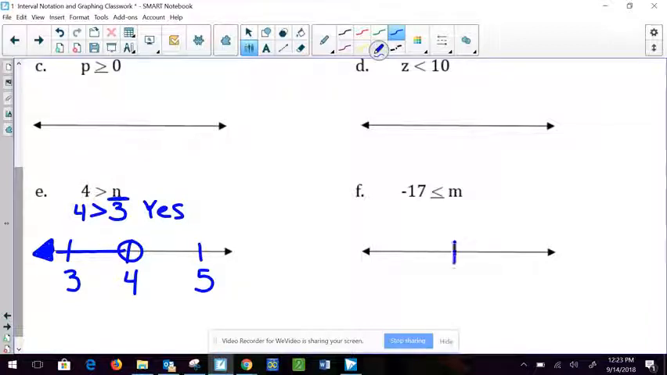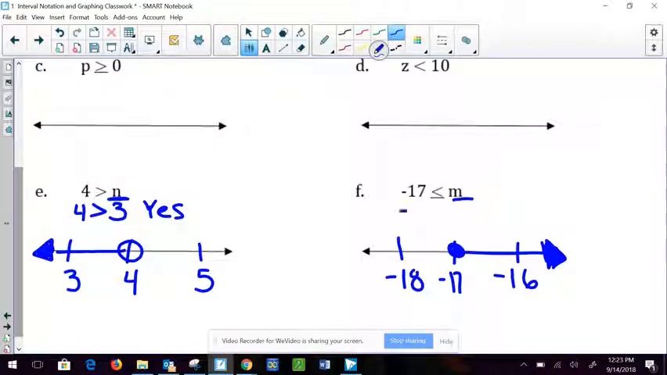Letter F is the same idea. Put our 3 lines. -17 is in the middle. What comes before? -18. Good. What comes after? -16. Make sure your numbers are in the right order. Less than or equal to is a solid circle. Again, our variable is on the wrong side. So even though it's pointing to the left, we actually shade to the right. When we plug in our -16 to make sure it applies, is -17 less than or equal to -16? It sure is, because remember, with negatives, the bigger the number gets, the smaller it actually is.